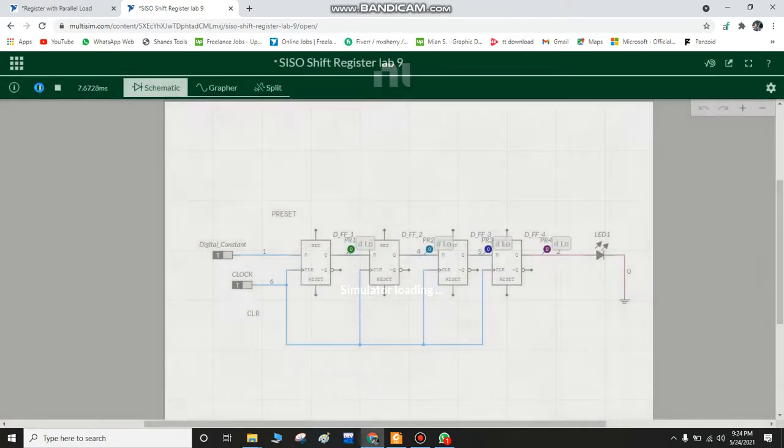When we turn on our clock for the fifth time. So as we can see, 2, 3, 4, when we turn on our clock for the first time, this LED one lights up. So here is how this circuit works. Thank you very much, hope you understand well.